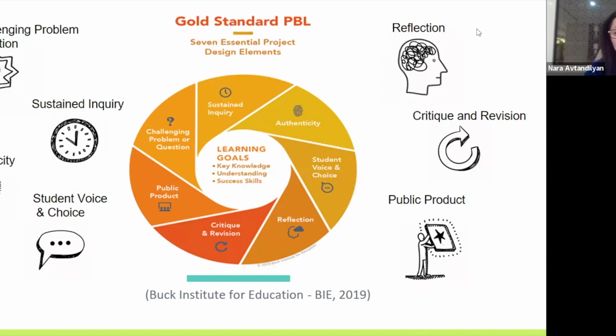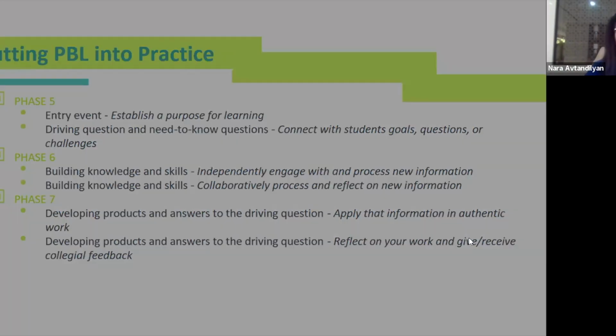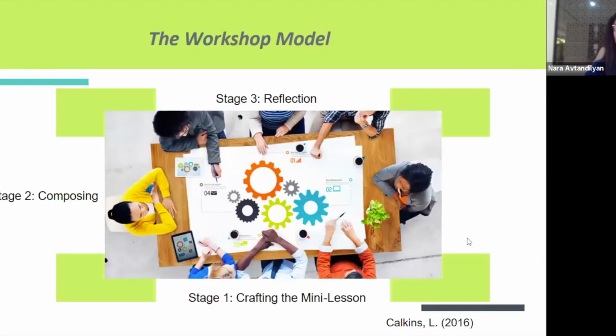So there is also another way, this is, sorry, I did not turn my slides. This is putting PBL into practice, which I talked already about. So there is also the workshop model. You can use either gold standard PBL to teach project-based learning, or you can use the methodology called the workshop model. So the workshop model for teaching project-based learning is a way to organize. This is the second type, how to teach PBL.